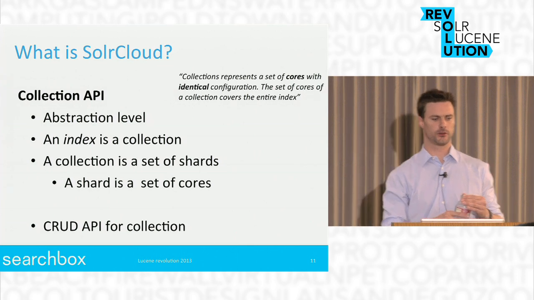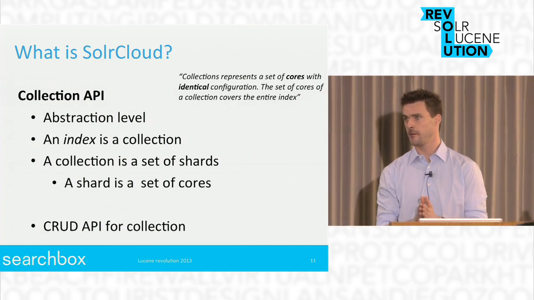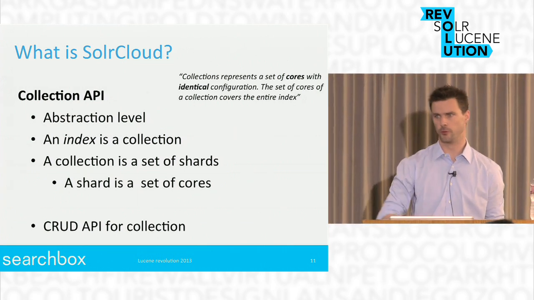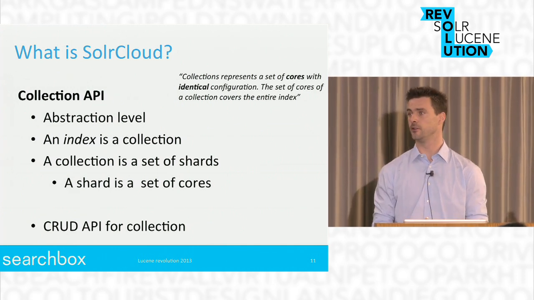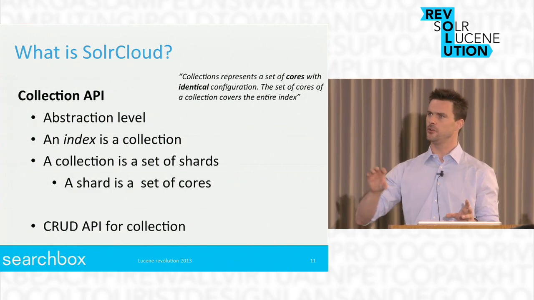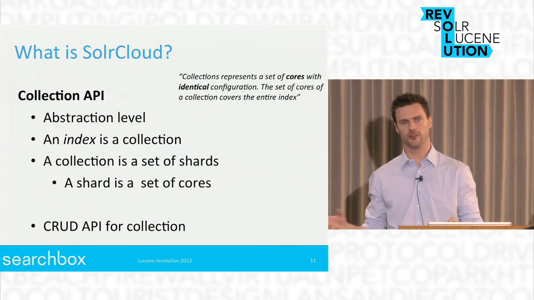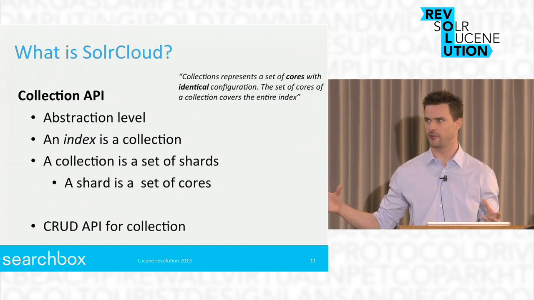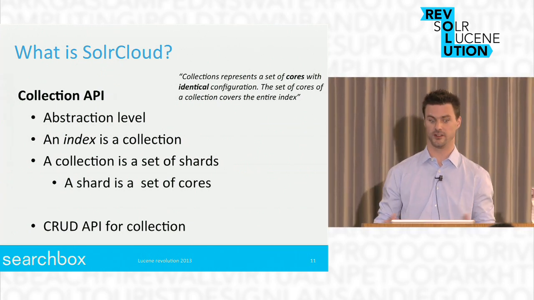Another key feature of Solr Cloud is its collection API. At the end of the day, this is the only thing that you should be using. No more cores, pure collection. Collection is an abstraction level, all right? When you have your index distributed among multiple machines, then you cannot query a core. You need to query something that knows how to get the totality of your information. So basically, an index, or whatever you work with, is a collection.